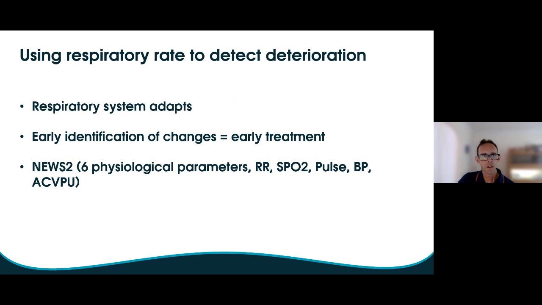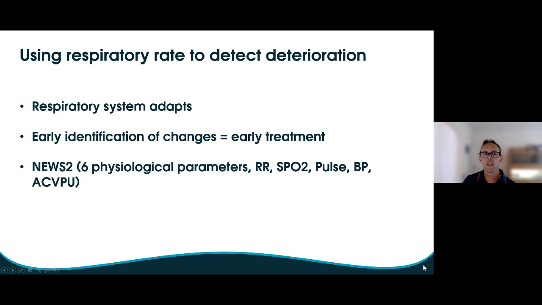Hence why using something like the NEWS 2 scoring system, which uses six physiological parameters: respiratory rate, oxygen saturations, systolic blood pressure, pulse rate, level of consciousness, and temperature, is a really useful tool to determine whether a patient is deteriorating. I'm going to take you through a patient case study. Next slide, please.